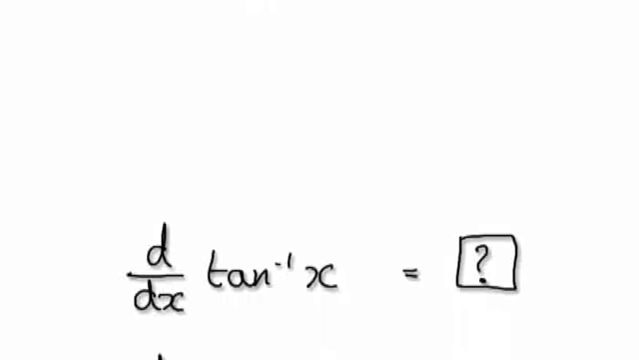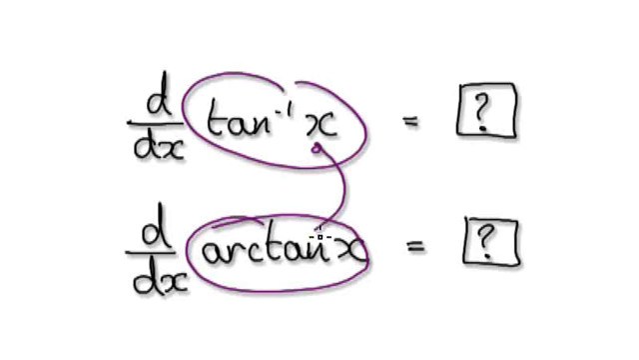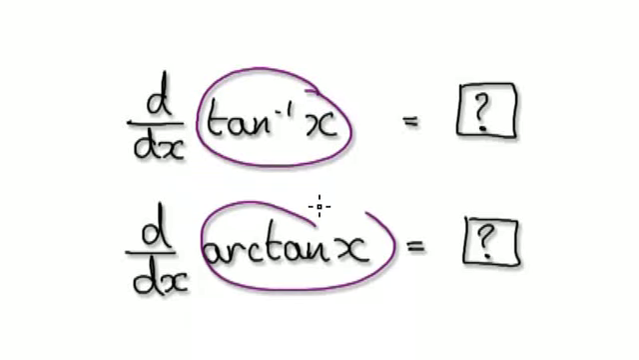Now we're going to try and find the derivative of the inverse tan of x. Sometimes it's written as arctan of x. So these two are essentially the same. Our aim is to find the derivative of this.